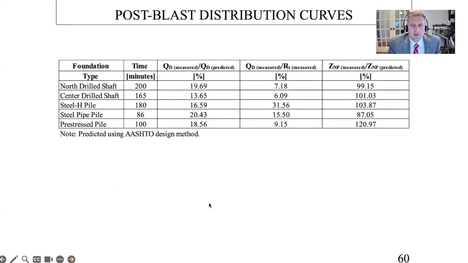So just looking at how much down drag was measured versus how much down drag was predicted, and then also how much the neutral plane is different than what we had based on the predicted AASHTO design method. We did that for the drilled shafts and also for the H piles. In doing that, we may not predict or measure some of these very well, and so some changes were needed based on the outcome of this result of the research.